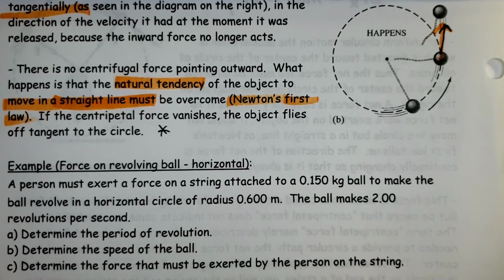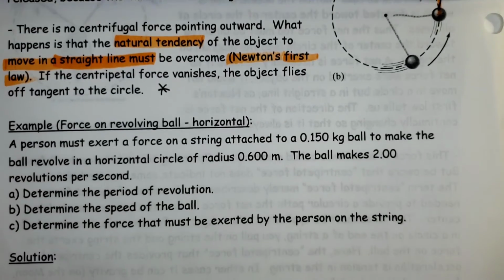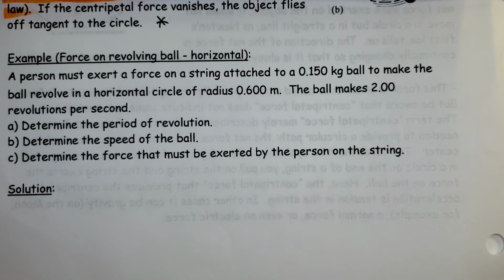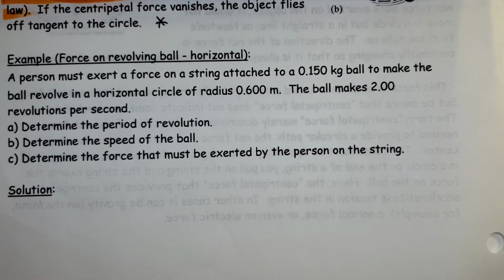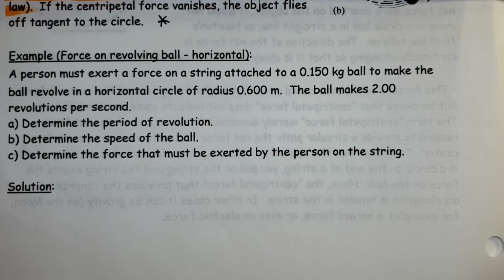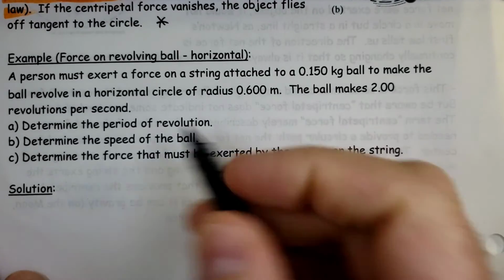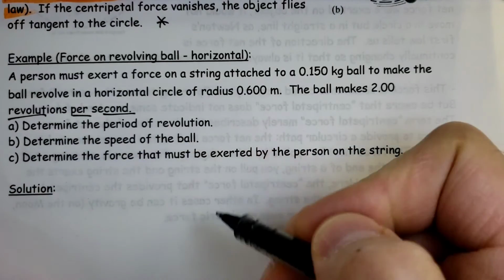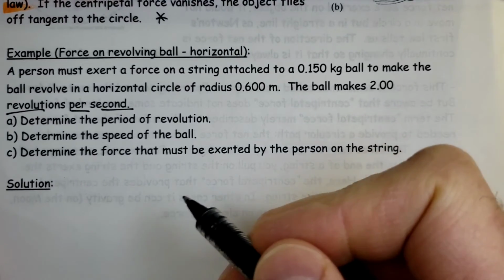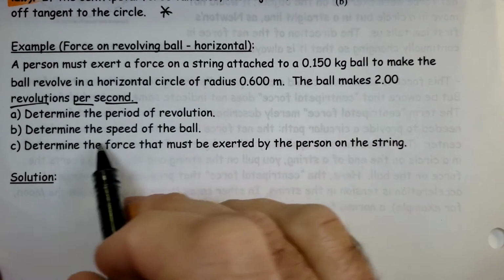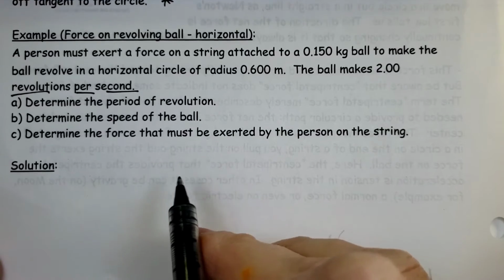All right. So let's take a look at this example we have over here. Example, force on a revolving ball. And we're looking at horizontal cases here, of course. A person must exert a force on a string attached to a 0.15 kg ball to make the ball revolve in a circle of radius 0.600 meters. The ball makes 2 revs per second. Determine the period, determine the speed, and determine what force must keep it there.